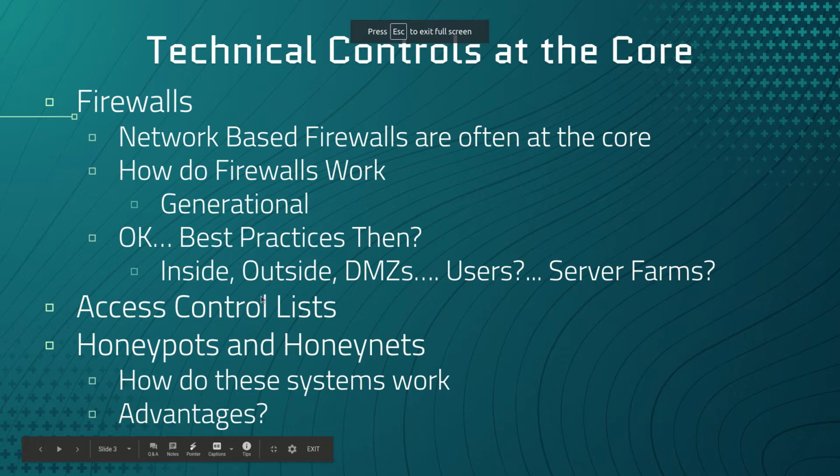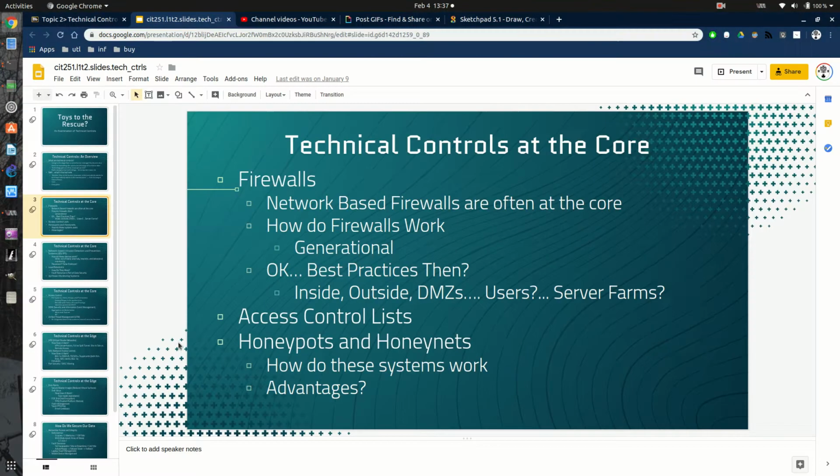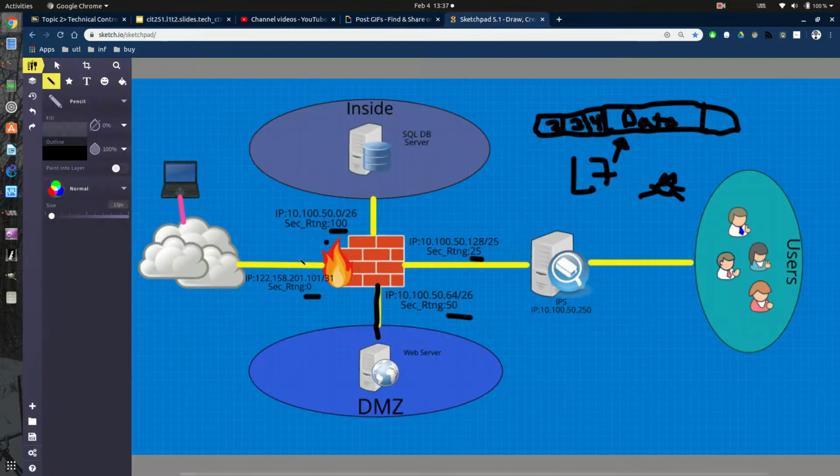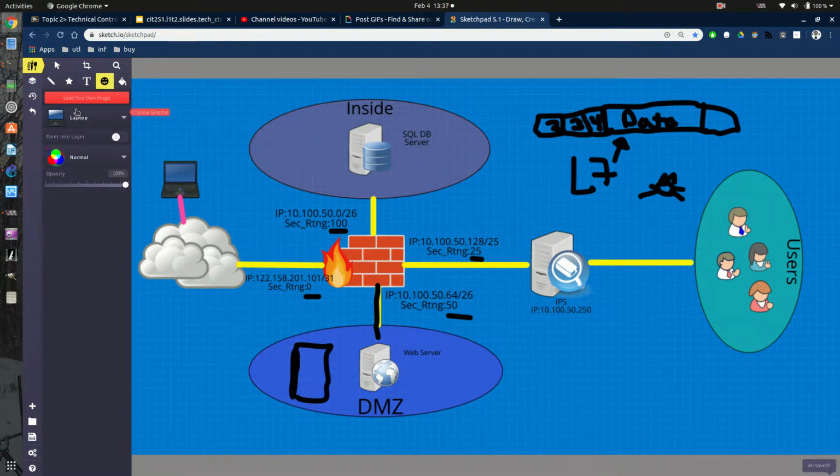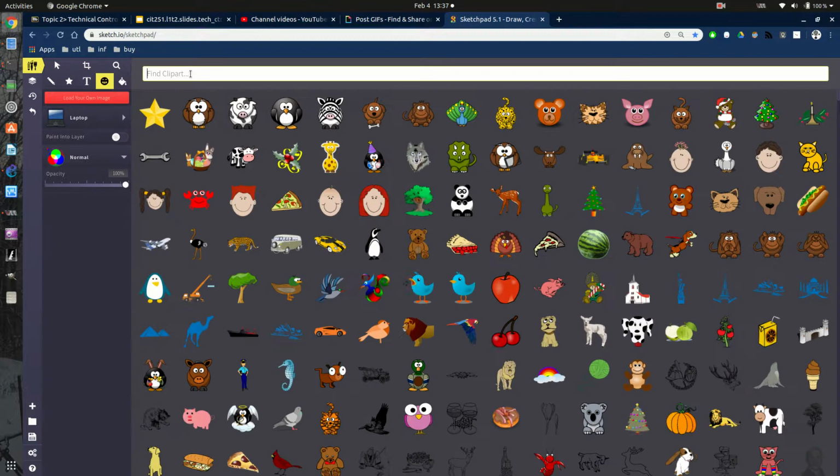So let's talk about some other things. We talked about access control lists. Let's talk about honeypots and honeynets. And then we'll move on to IDS and IPS. We can also use this drawing for that. So honeypots are essentially a server, right? So we'll just draw a box, right? And let's see if we have a honeypot. I didn't bother searching. Let's see if we got one.